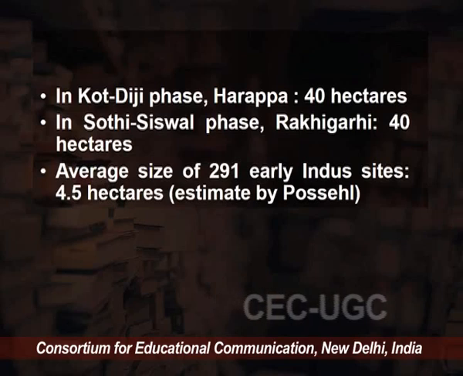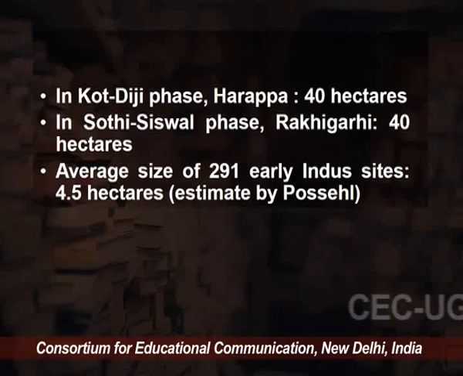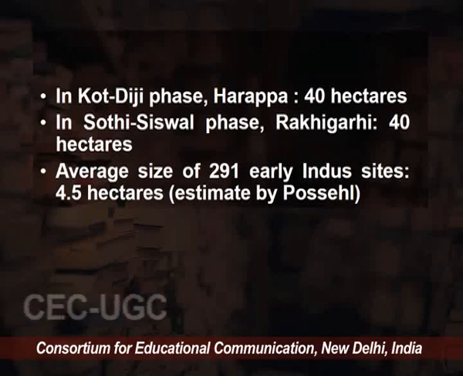There are around 291 early Indus sites, and this is again, if you update the numbers, obviously it would go up, but the data that I am using will give you a good sense of proportion. The average size of 291 early Indus sites comes to around 4.5 hectares, and this is an estimate made by Possehl, whose book earlier I have alluded to, and you can do well to read it.